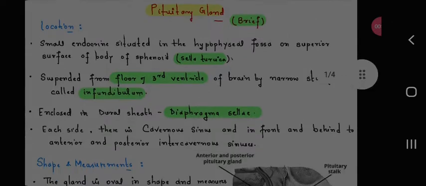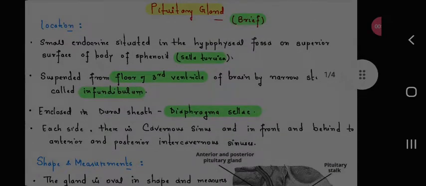So, pituitary gland. Location: a small endocrine gland situated in the hypophyseal fossa on the superior surface of the body of the sphenoid, sella turcica, suspended from the floor of the third ventricle of the brain by a narrow stalk called the infundibulum. And you know that the third ventricle lies in the diencephalon. Enclosed in a dural sheath, diaphragma sellae. On each side there is a cavernous sinus, and in front and behind, the anterior and posterior intercavernous sinus.